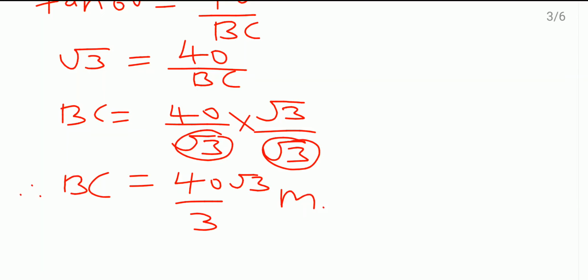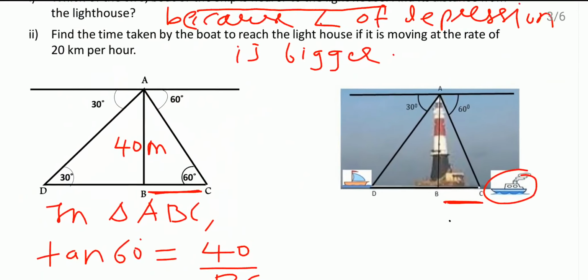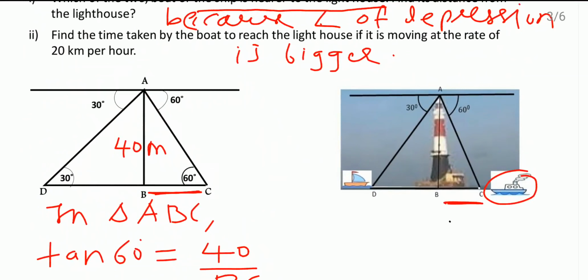Okay, let us see the second question now, what they have asked. The second question says, find the time taken by the boat to reach the lighthouse if it is moving at the rate of 20 km per hour. That means the speed of the boat is given as 20 km per hour, and we need to find out this distance also, the distance DB, the distance of the boat from the lighthouse. Now we have the speed, we'll find out the time required for the boat to reach the lighthouse.